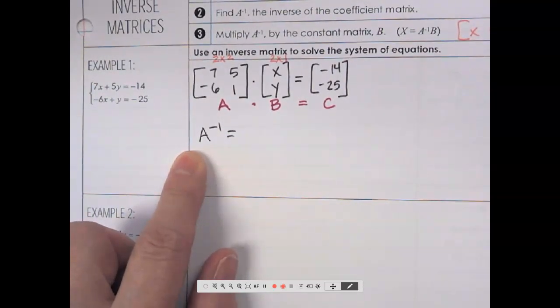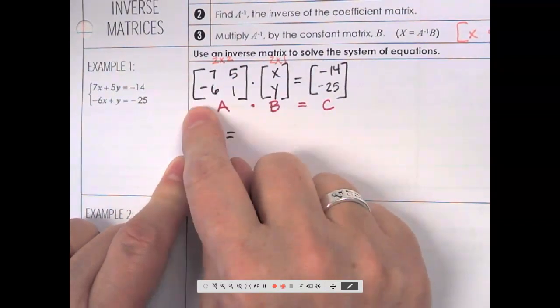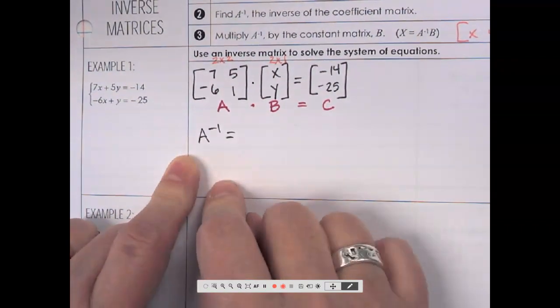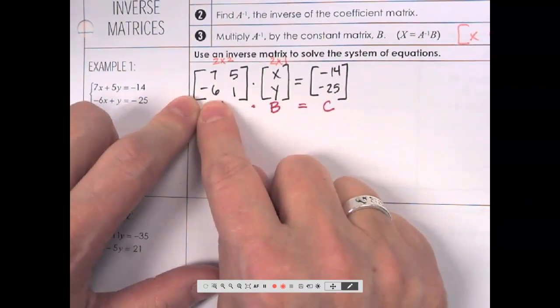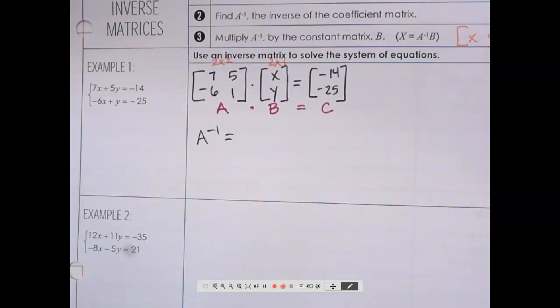If I need to know what A inverse is, I can either do it by hand, which is first of all find the determinant, then put 1 over the determinant and do the little switcheroo thing. Or can I use my calculator? Yep, let's do that.